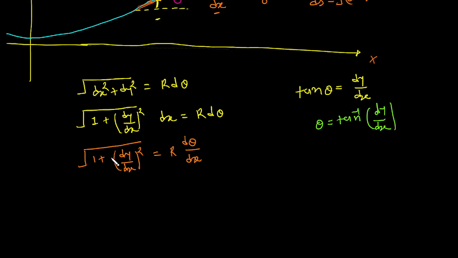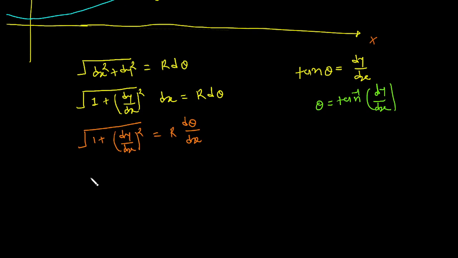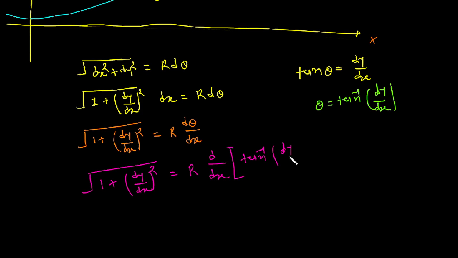Now we have the value of theta, so let's put it in this equation. We get 1 plus this term in the square root, which will remain as it is. On the right hand side we have r as it is. Now we have to differentiate this tan inverse of dy by dx.